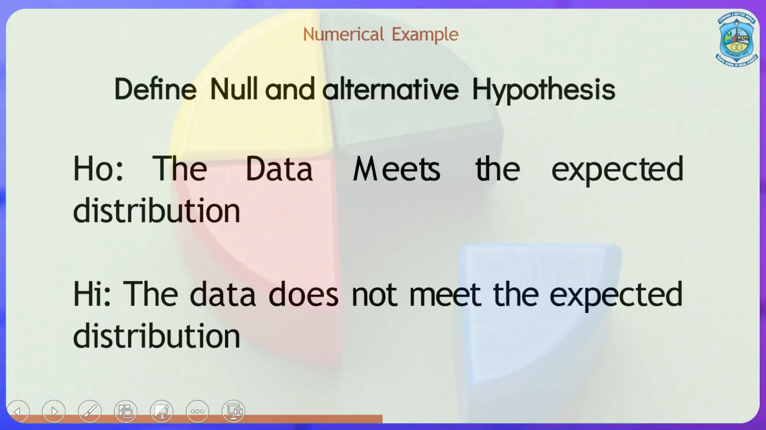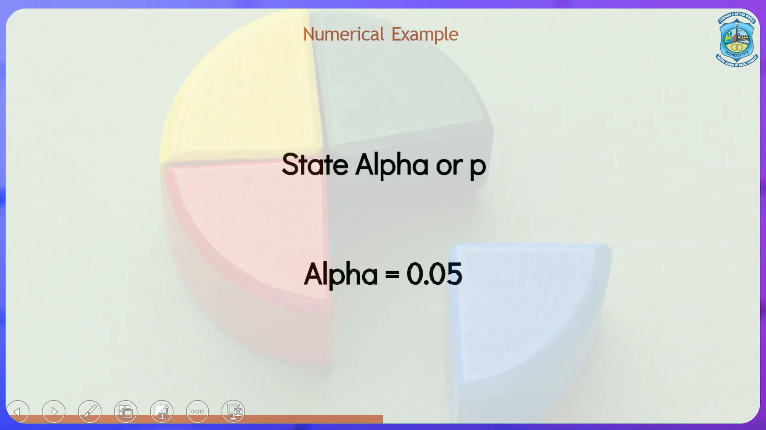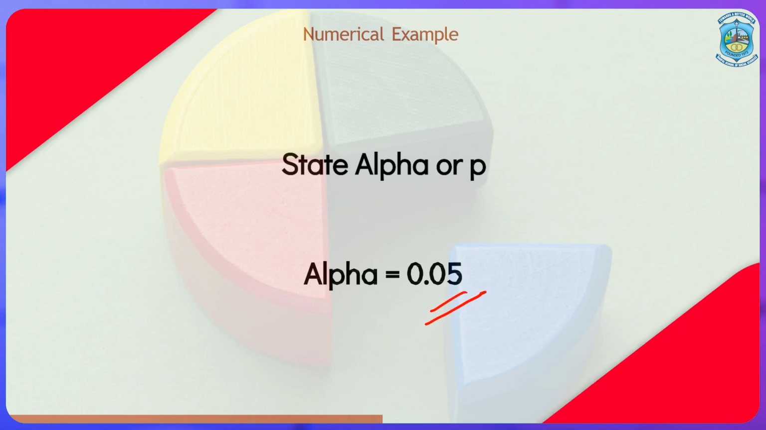So, defining the null hypothesis and the alternative hypothesis. For our example, the H0 or the null hypothesis would be that the data meets the expected distribution. So that means the proportions are equal and there is no difference between the observed and the expected. And the alternative hypothesis for this example would be that the data does not meet the expected distribution. That means the proportions of the observed and the expected values are different. Second step, state alpha. Alpha we have taken as 0.05.